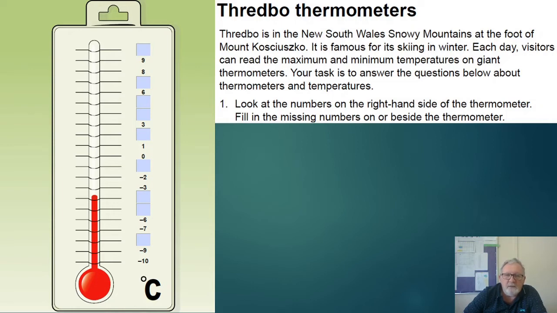First up, let's look at the numbers on the right-hand side of this thermometer, and can you fill in the missing numbers? So you have this worksheet in your printouts, fill in the missing numbers, and then we'll come back and have a look at how you went. So pause the video and do that now.